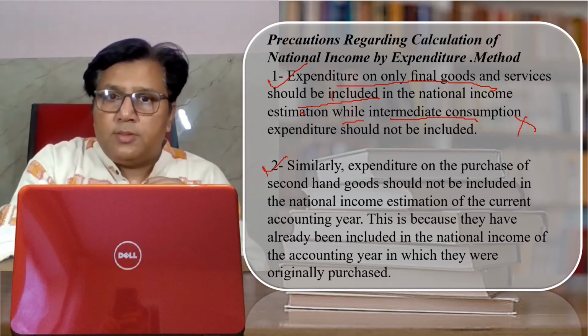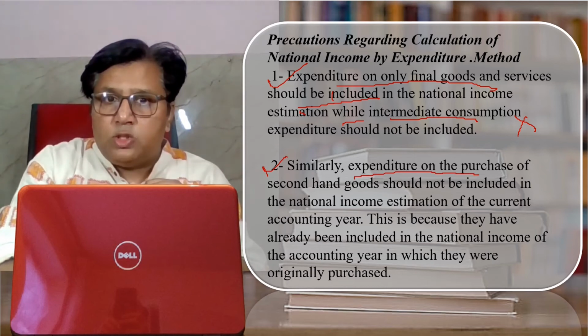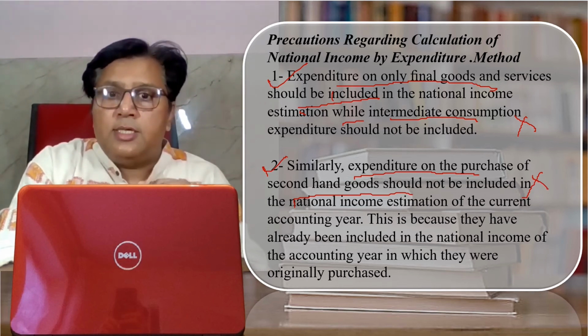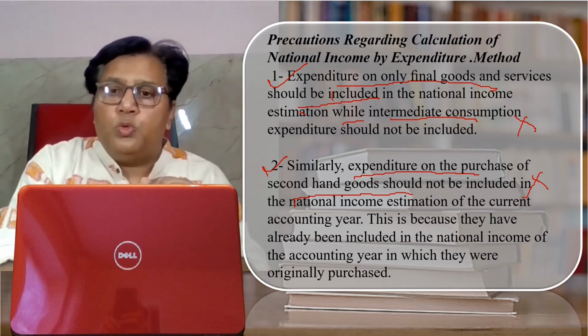Second precaution is that the expenditure on the purchase of second-hand goods should not be included. Why should not be included? Because it is already considered in the year it was produced.